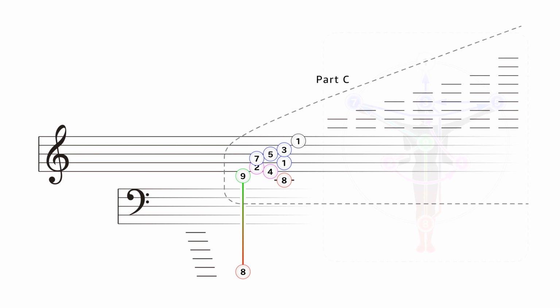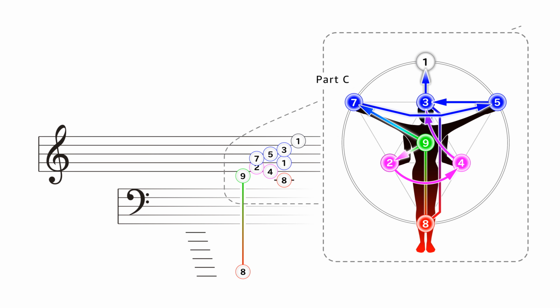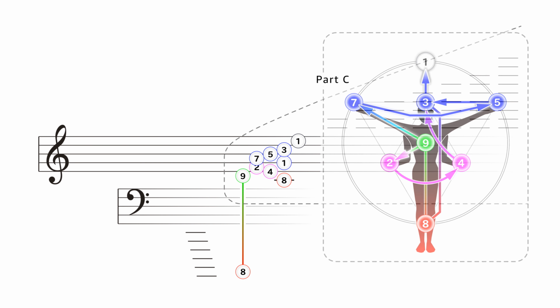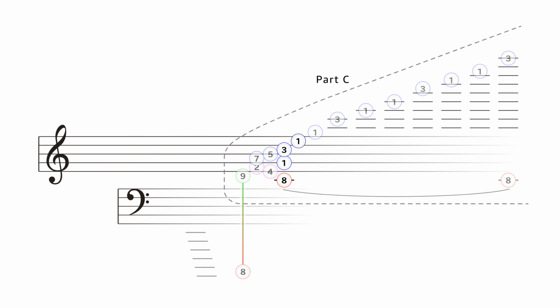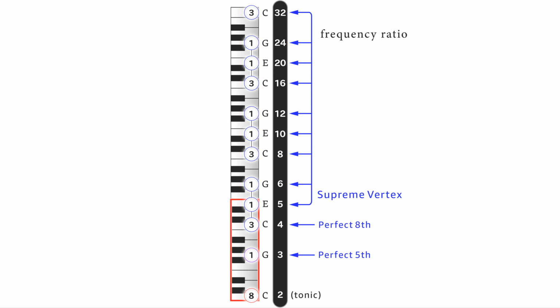When the two processes are combined, the functioning mode and the feeling mode are integrated. Then, the frequency of the supreme vertex goes up, as illustrated. As we can see in this figure, the combination of C, E, and G, which is the most important chord of the C major scale, is repeated.